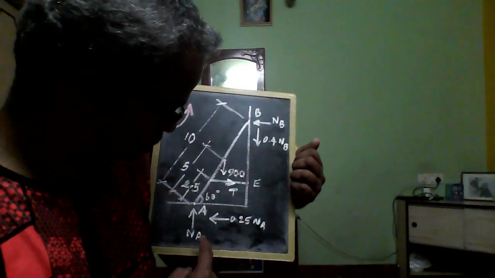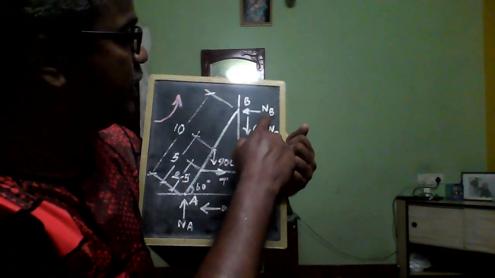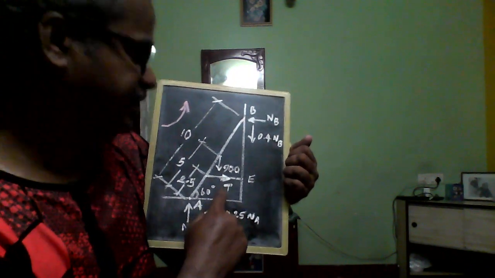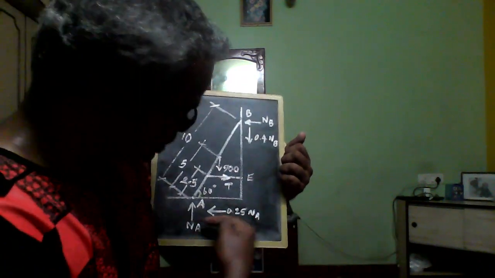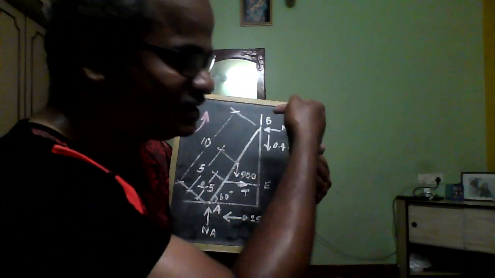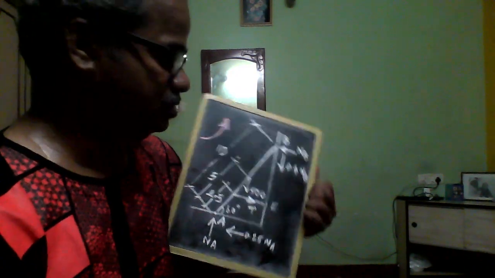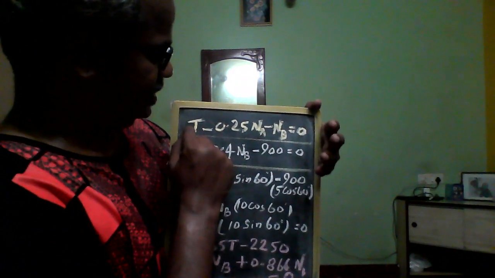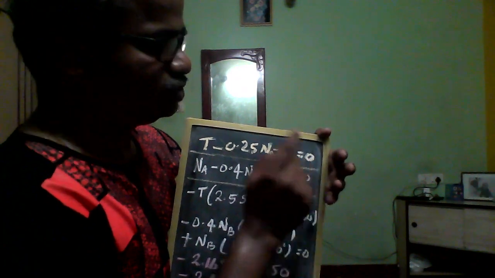In this, what are all the horizontal components we have? This 0.25 NA, NB we have, and we have T. So T is positive. We will take T minus 0.25 NA minus NB equal to 0. That is going to be our first equation. You can see that I have written it here: T minus 0.25 NA minus NB equal to 0. This is the first equation.